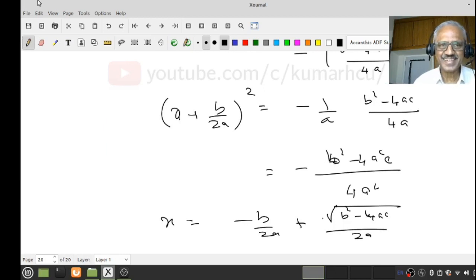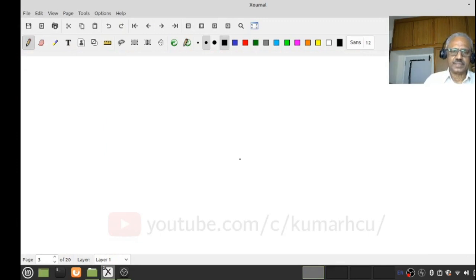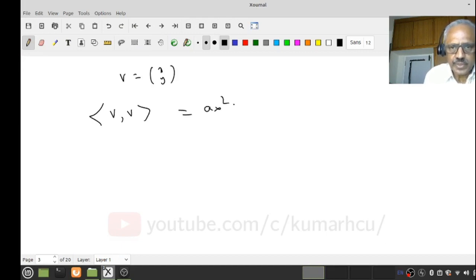Is this clear? Very good. Right. So that's what we want to do. So what we have, the inner product (v, v) for v equal to (x, y) is ax squared plus 2hxy plus by squared.